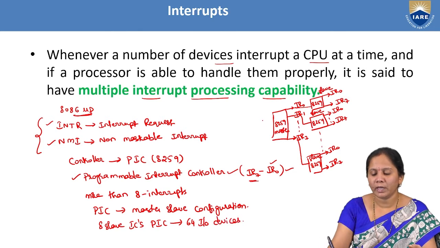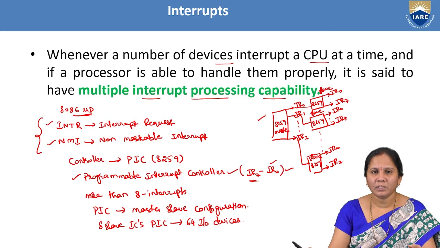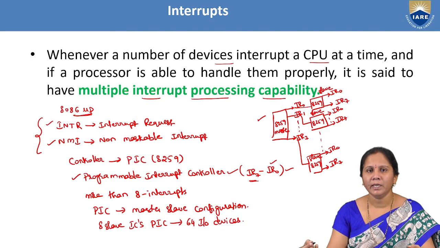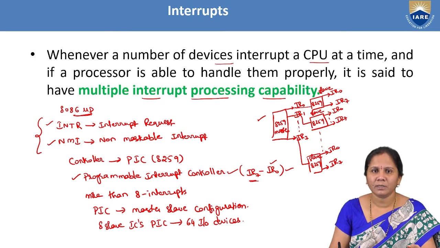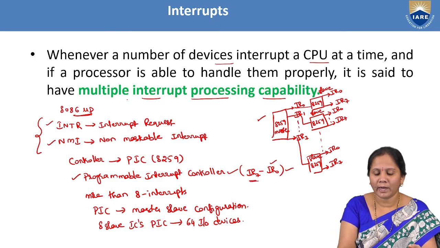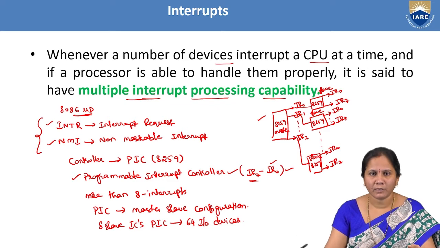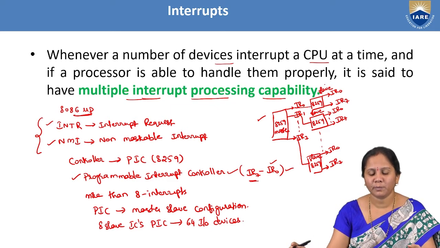So if you connect this programmable interrupt controller in master-slave configuration, then the interrupt handling capability will be increased. The 8086 has to take help of this 8259 programmable interrupt controller IC in order to handle multiple interrupts, such that we can say that the 8086 microprocessor has multiple interrupt handling capability.